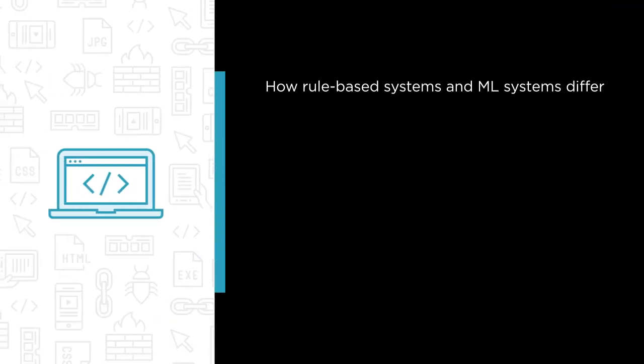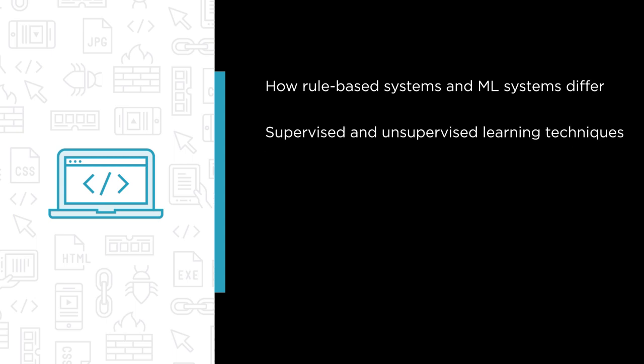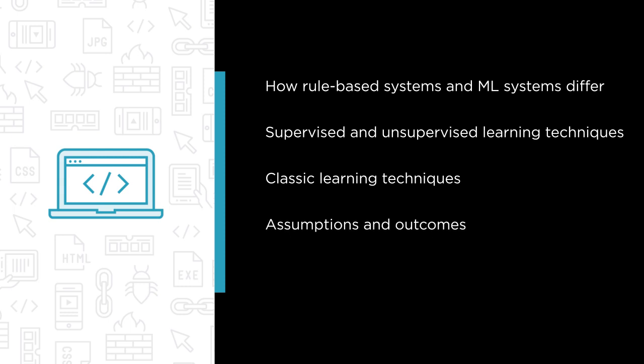First, you will learn how rule-based systems and ML systems differ and how traditional and deep learning models work. Next, you will discover how supervised, unsupervised, and reinforcement learning techniques differ from each other. You will learn how classic supervised learning techniques such as regression and classification complement classic unsupervised techniques such as clustering and dimensionality reduction.